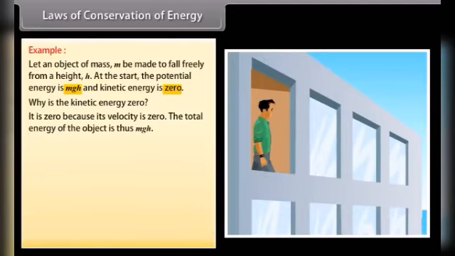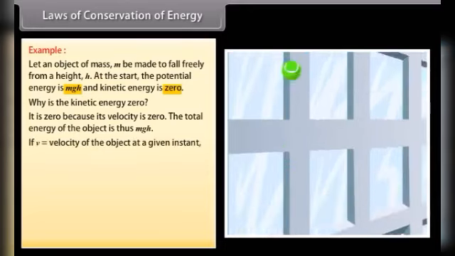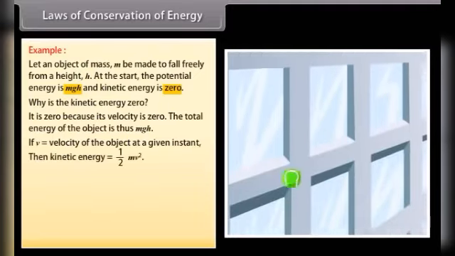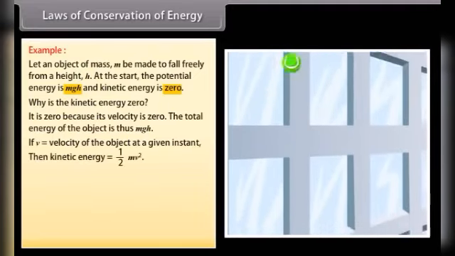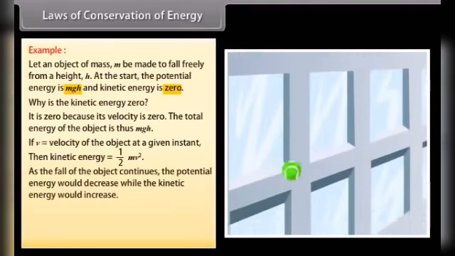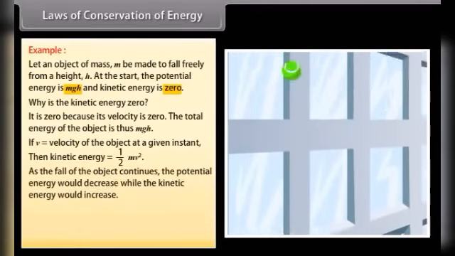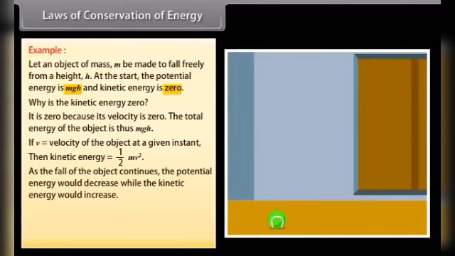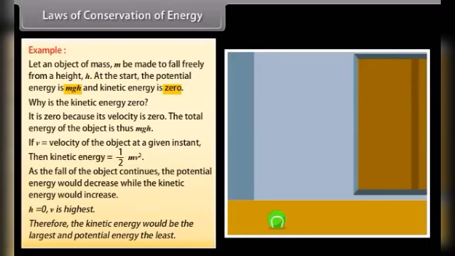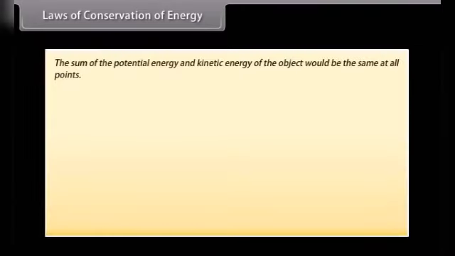The total energy of the object is thus mgh. As it falls, its potential energy will change into kinetic energy. If v is the velocity of the object at a given instant, the kinetic energy would be 1/2 mv². As the fall of the object continues, the potential energy would decrease while the kinetic energy would increase. When the object is about to reach the ground, h is equal to 0 and v will be the highest. Therefore, the kinetic energy would be the largest and potential energy the least.